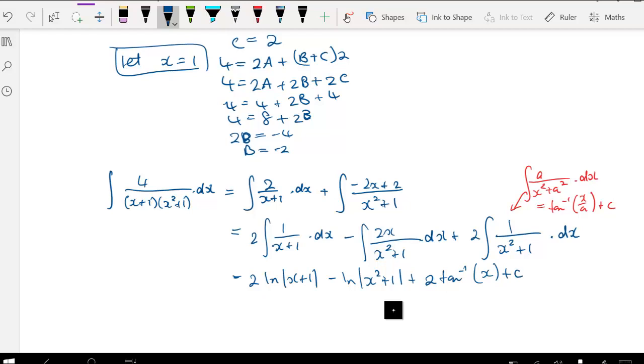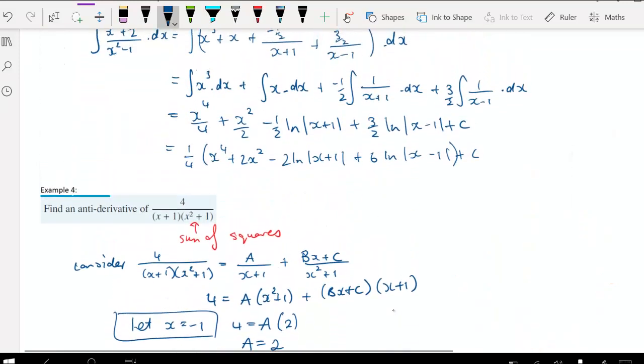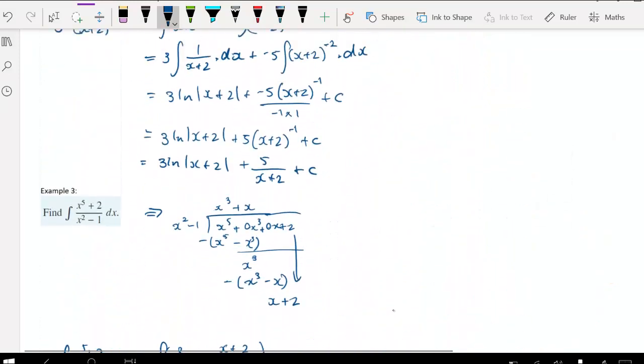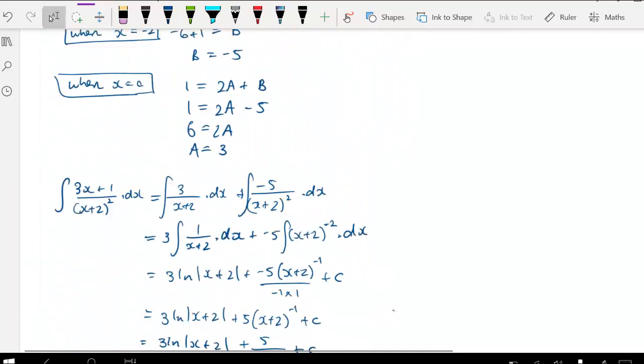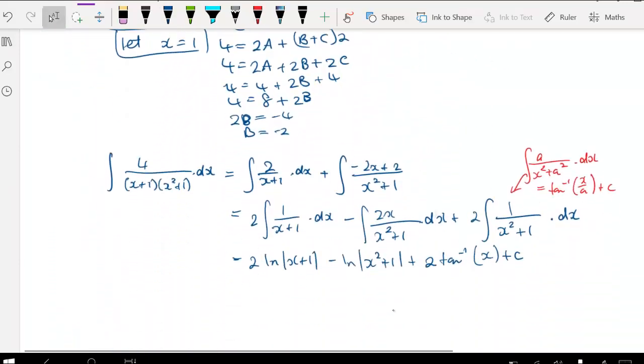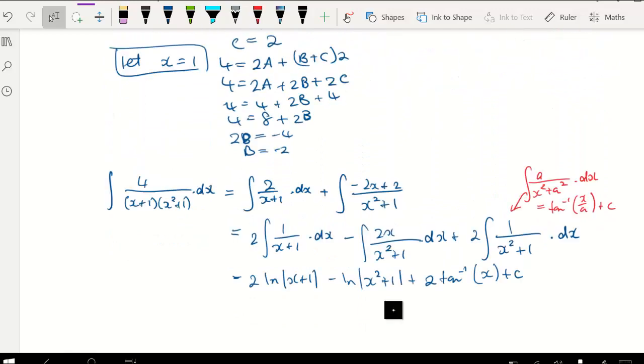So this one again was quite complex. The last 2 were difficult questions. The previous questions were relatively straightforward once you get fluent in this process. Okay, so hopefully that helps. There's a few examples for you to practice with.